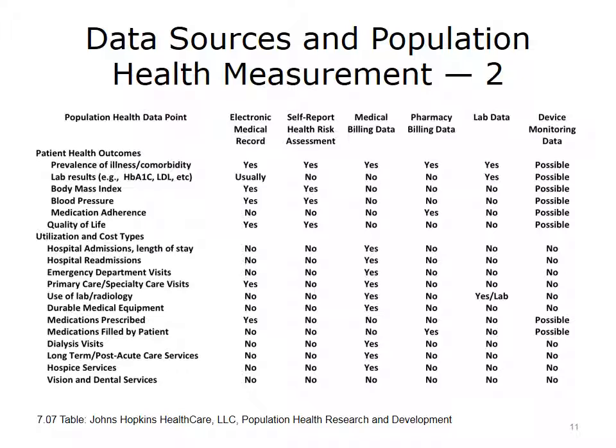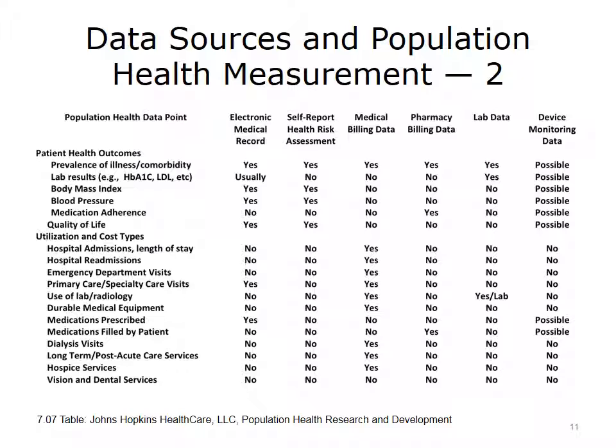On this slide appears a continuation of our data sources table. If we continue with electronic medical records, we find that we can get prevalence of illness and comorbidity. And we usually get lab results, measurements of body mass index, and blood pressure. Medication adherence, though, is not usually included in an electronic medical record, unless it's specifically measured by a provider. Results from quality of life surveys can be found on EMRs.